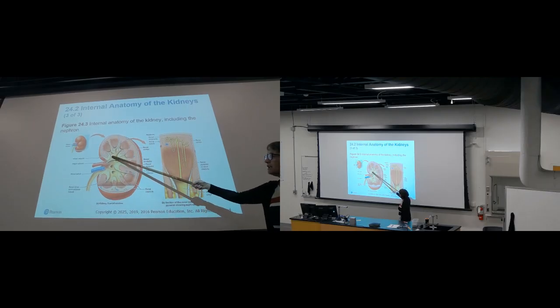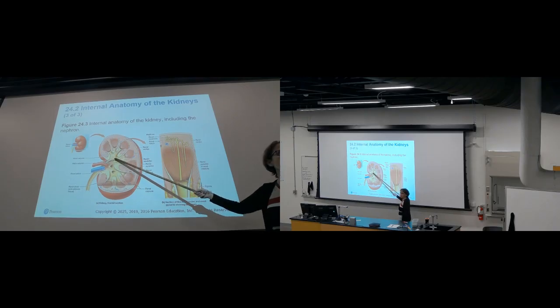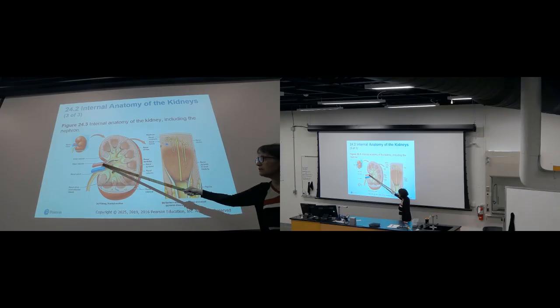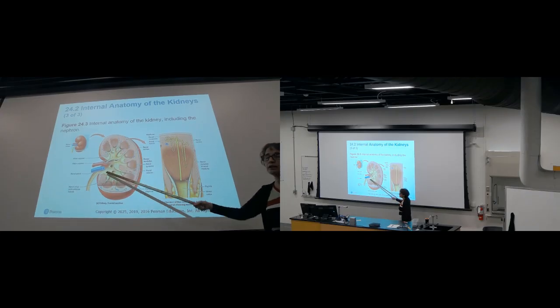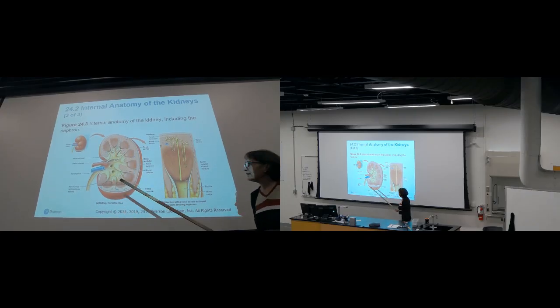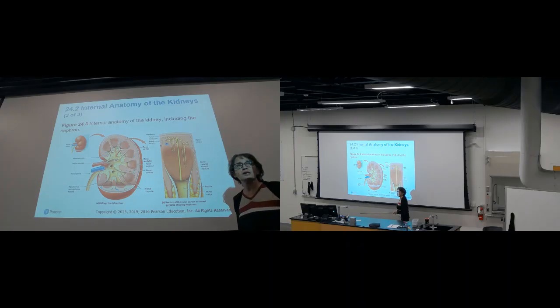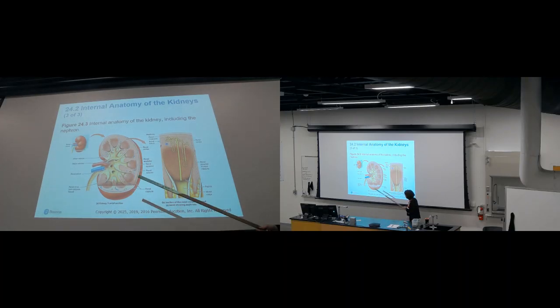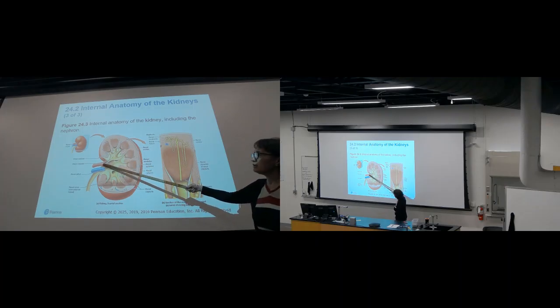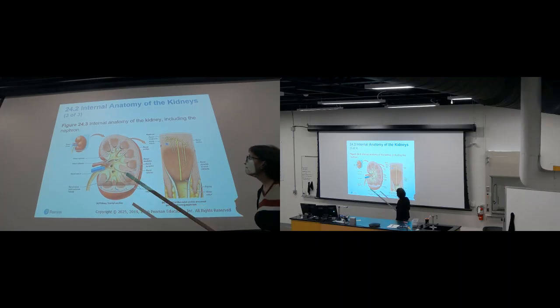2 to 3 minor calyces merge, they're anastomosed to form the major calyces, and then 2 to 3 major calyces form this funnel-like structure that is the pelvis. Within this pelvis, you drain the urine from the kidneys into the ureter, which is this long tube that drains the urine into a urinary bladder for temporary storage. Something else that you can see here is the renal artery and the renal vein.